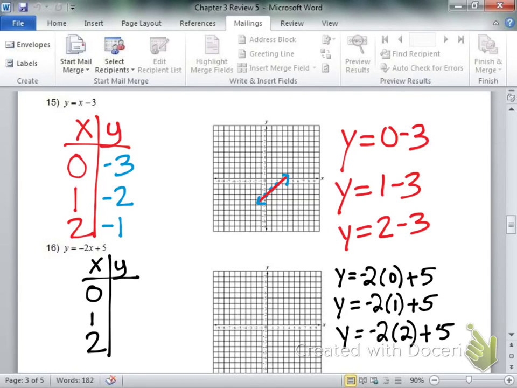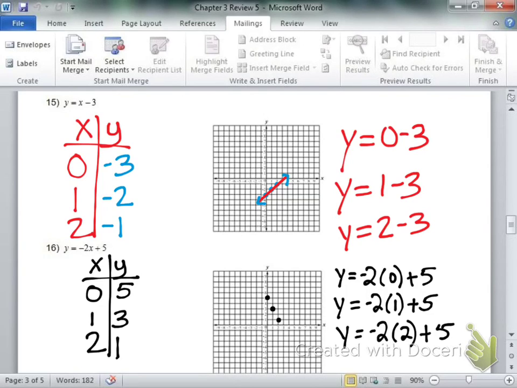Negative 2 times 0, that's 0. And 0 plus 5 is 5. Next we have negative 2 times 1, that's negative 2. And negative 2 plus 5 is 3. The last one we have negative 2 times 2, that's negative 4. And negative 4 plus 5 is positive 1. Then I'm going to graph those 3 ordered pairs. So left and right, 0 up 5. Right 1 up 3. Right 2 up 1.